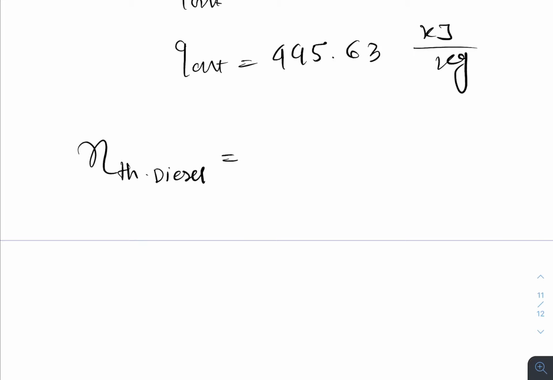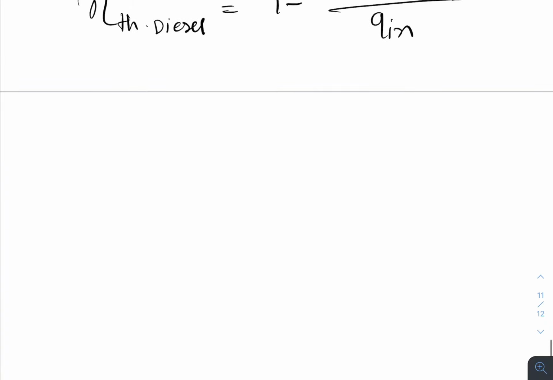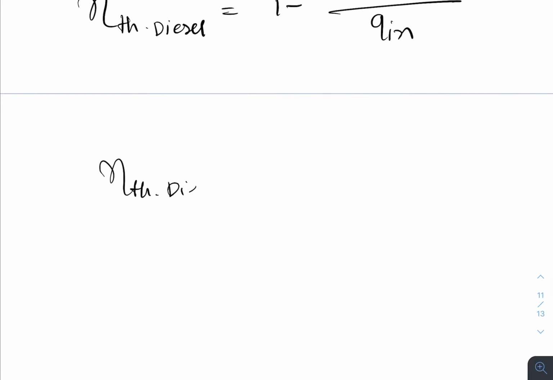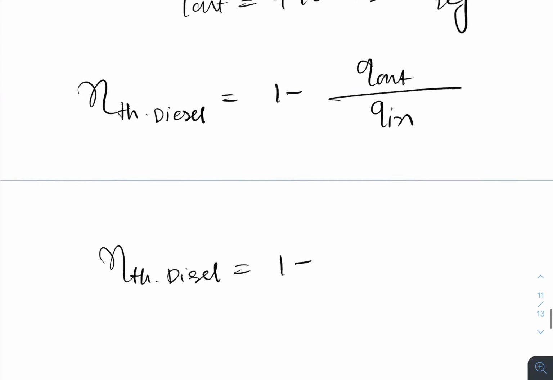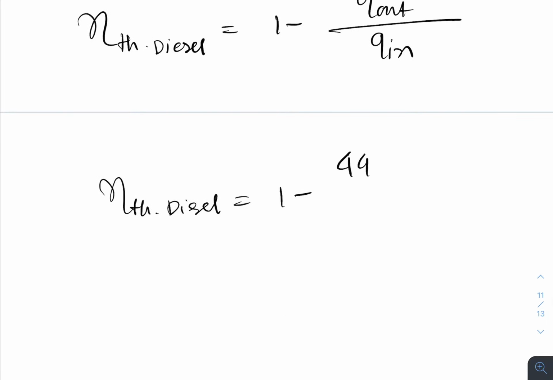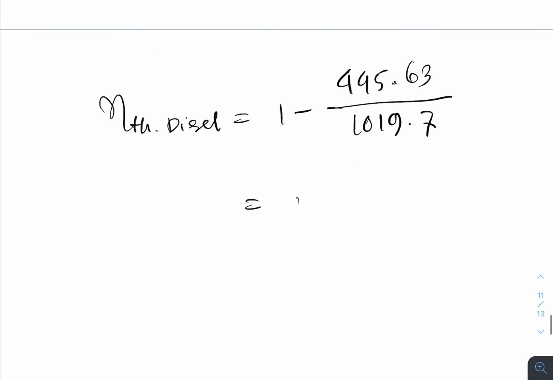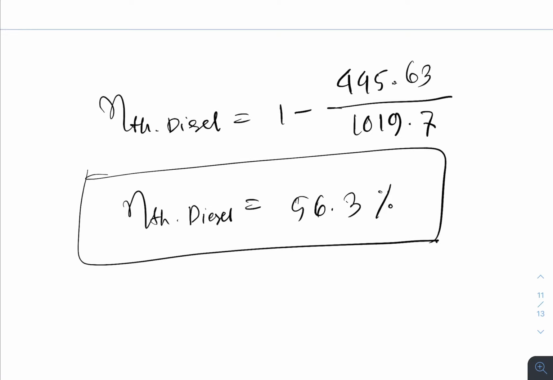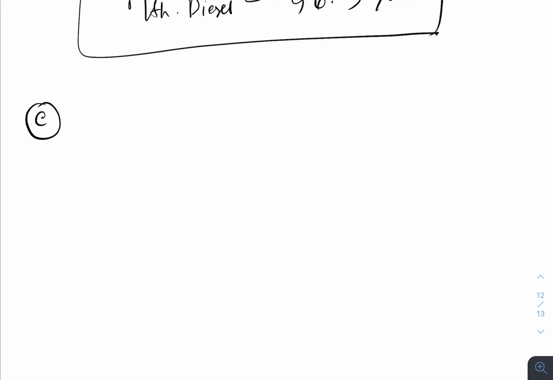So now we have the Q in and Q out. So the thermal efficiency of the diesel cycle is basically 1 minus Q out over Q in. So eta thermal of diesel equals 1 minus 445.63 over 1019.7, which is 56.93% efficiency. Right, so this is another answer.